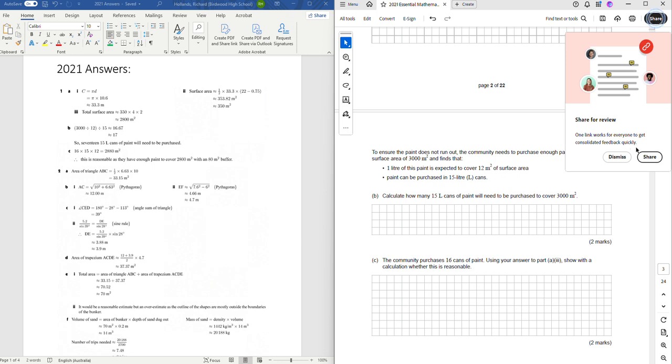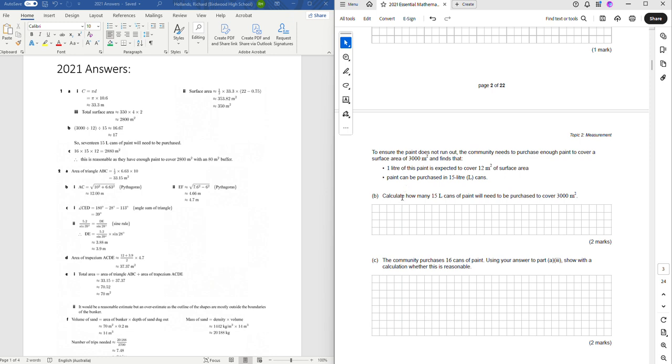All right, in here, calculate how many 15-litre cans of paint will be needed to cover 3,000 meters squared. That's really easy. 3,000 divided by 12 divided by 15. That will give you 16.67, which we see here. We're not going to buy 0.67 cans. We have to buy 17 cans.